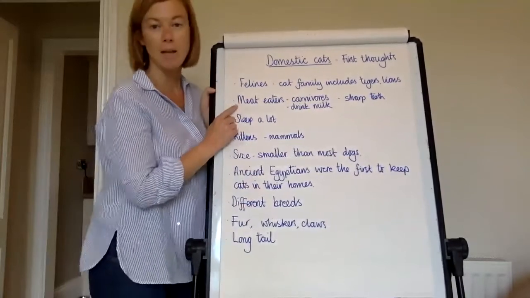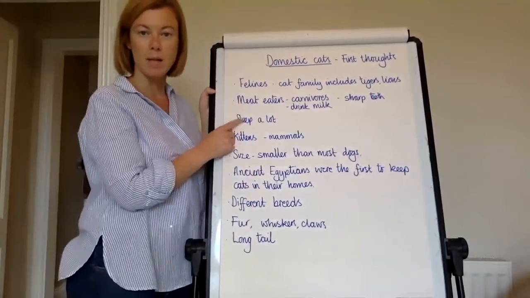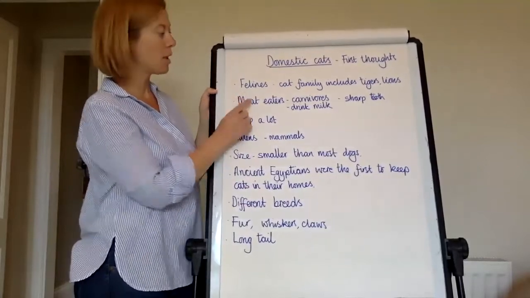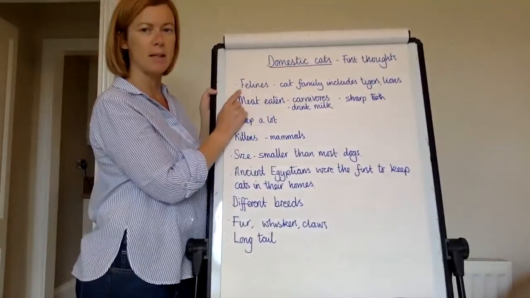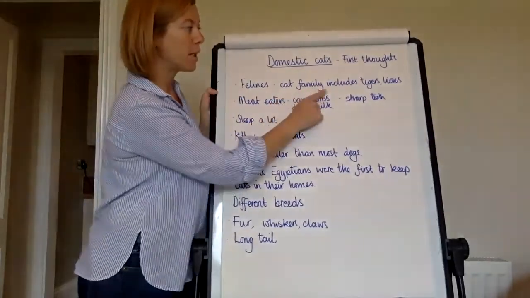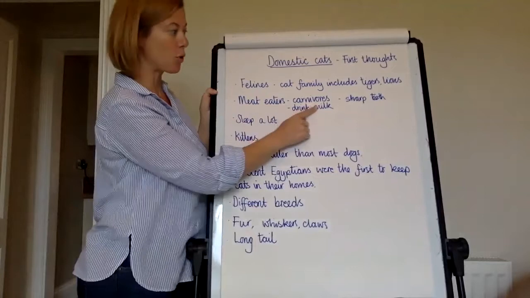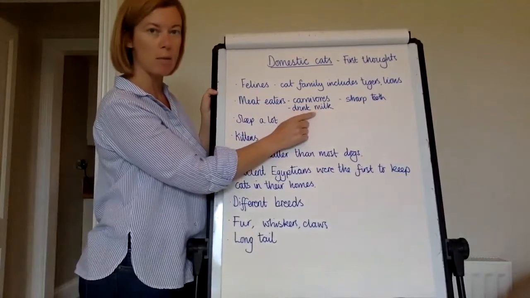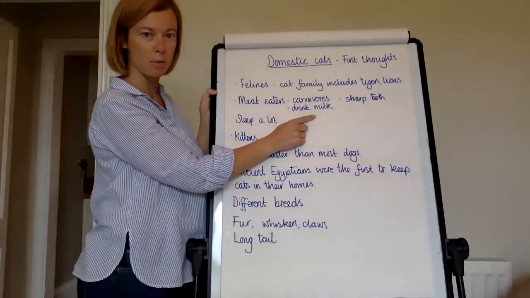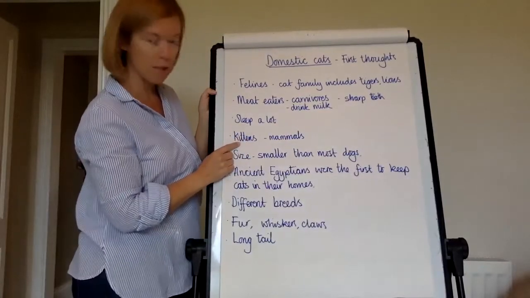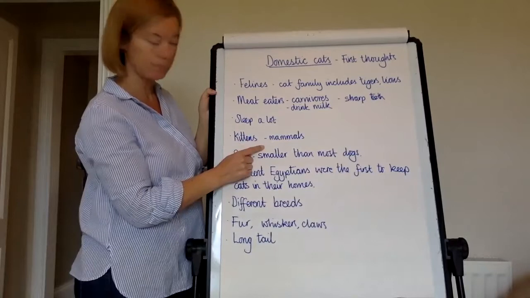Now, I'm writing about cats or domestic cats, so the type of cats you have as a pet. And I just jotted down what I knew. So I know that they're part of the feline family or the cat family, and that includes tigers and lions. I know they eat meat and they've got sharp teeth and they drink cat milk, but I know it has to be special cat milk. I know they sleep a lot. I know they have kittens and they are mammals.